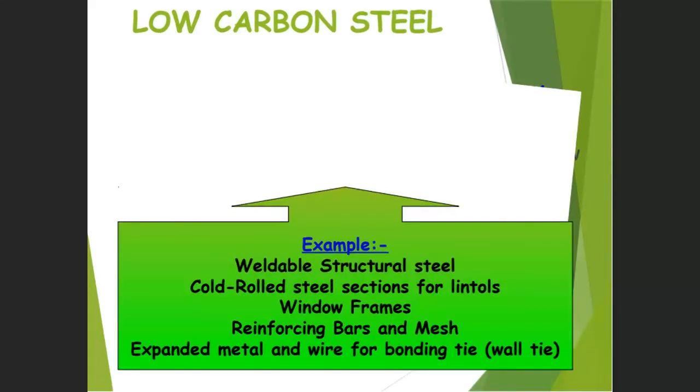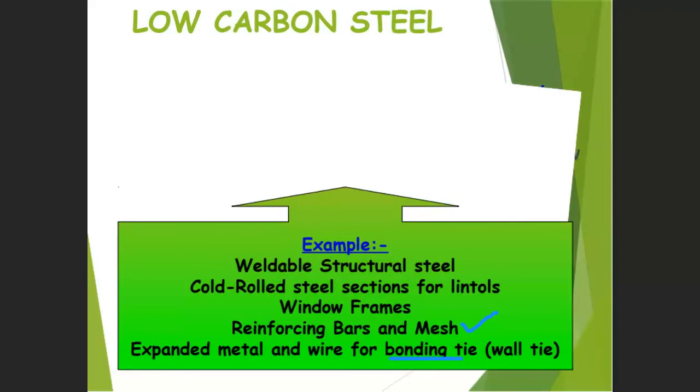Look at some examples of famous applications in buildings. We have low carbon steel product, weldable structural steel. We have cold roll steel, which is also suitable for window framing. Reinforcing bars are normally an integral part of the building. Expanded metal and wire are used for bonding ties, normally to join between the bricks when you construct a cavity wall, or to join between the column and the brick.